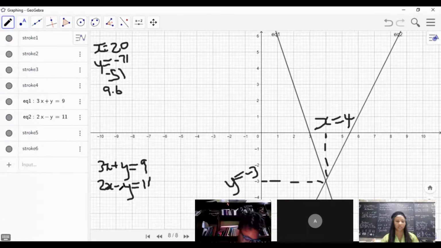Miss, I just did it again when I was showing John something. I actually got x is 4, y is negative 3. The first time, when I was substituting, I used the 3x. I switched around the signs for one of the equations, so that kind of threw me off. So we would have 2 times 4 is 8, minus negative 3, that's 11.